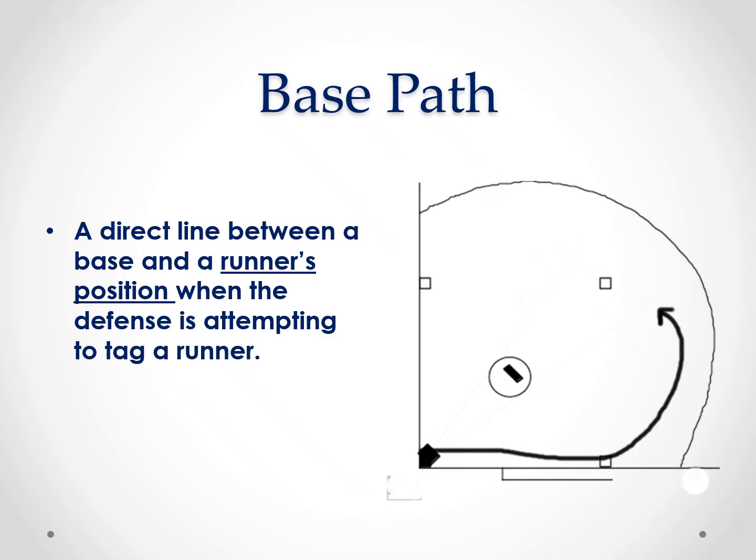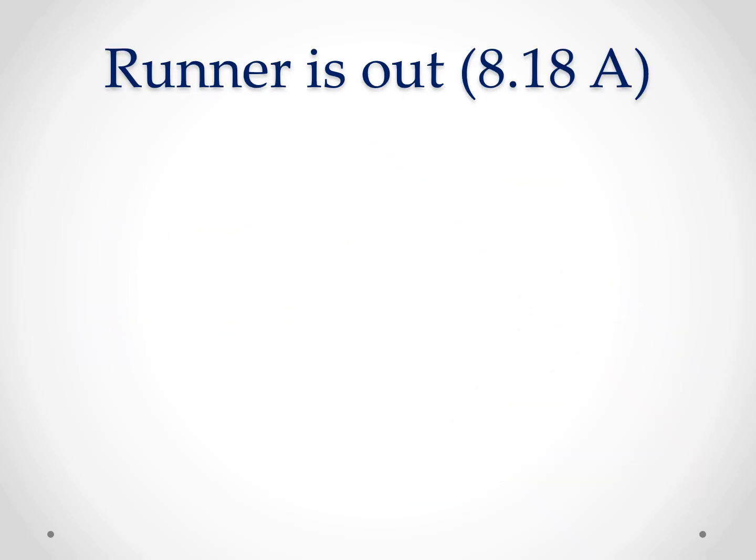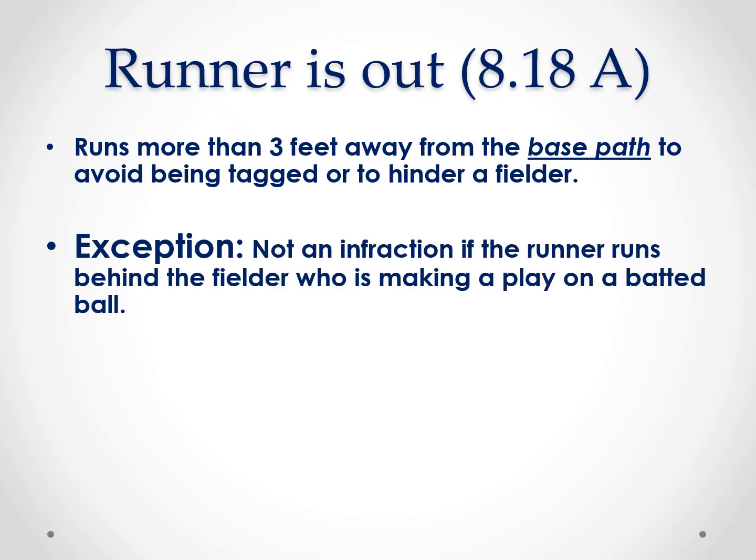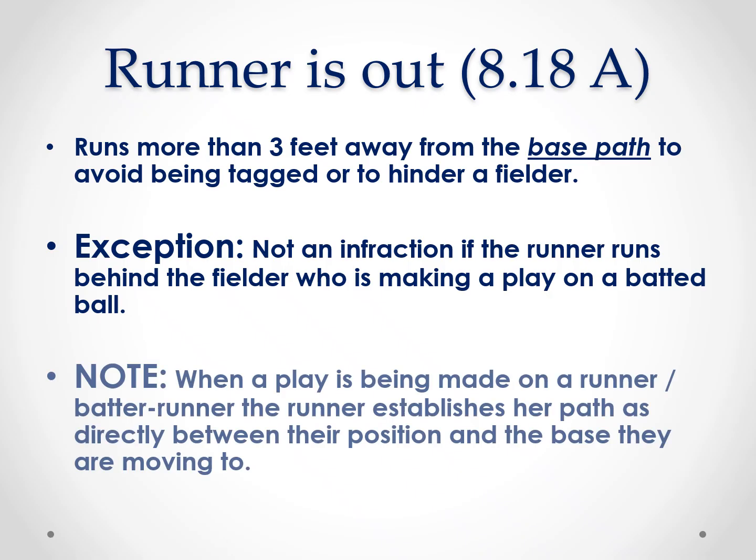Base path is a direct line between a base and a runner's position when the defense is attempting to tag a runner. A runner is out when they run more than 3 feet away from the base path, not the baseline, the base path, to avoid being tagged or to hinder a fielder. Exception, it's not an infraction if the runner runs behind a fielder who's making a play on a batted ball, so they could run much more than 3 feet behind the player to avoid any kind of potential interference.